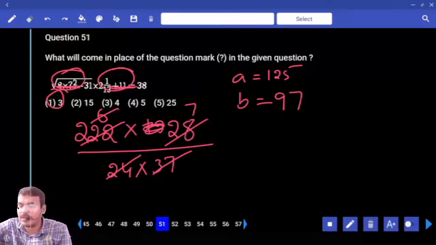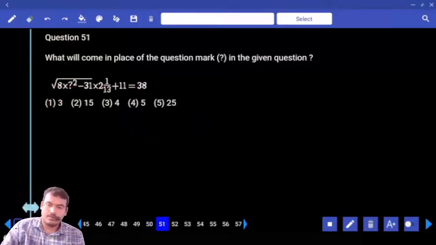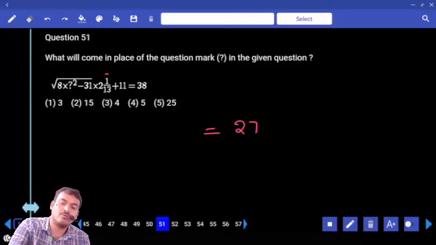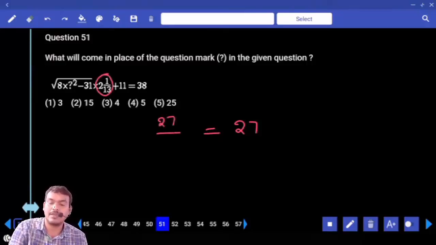Next, question number 51. First priority, 38 minus 11. 38 minus 11, 27. Right hand side value 27. What is the left hand side remaining value? 21 by 13, nothing but 27 by 13.